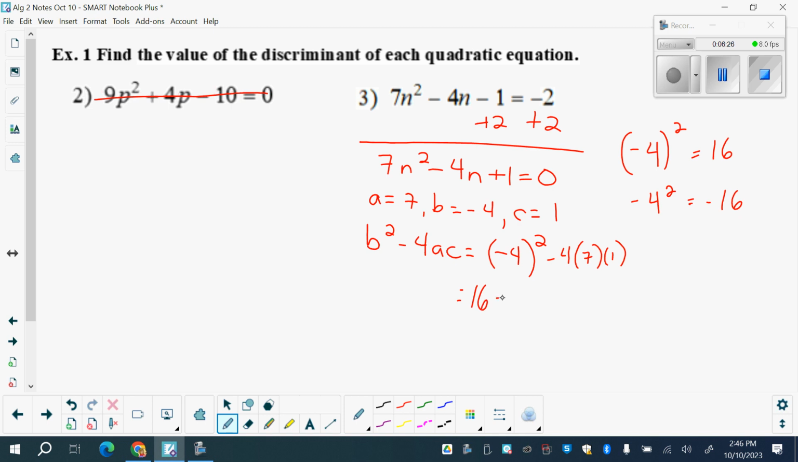And so we get 16 minus 28, which equals what? -12. So we get a negative number there. That's our discriminant. We put a D or DSC. That's part of our answer. Actually, that's all we're finding on this one. So the discriminant is -12. That makes sense?